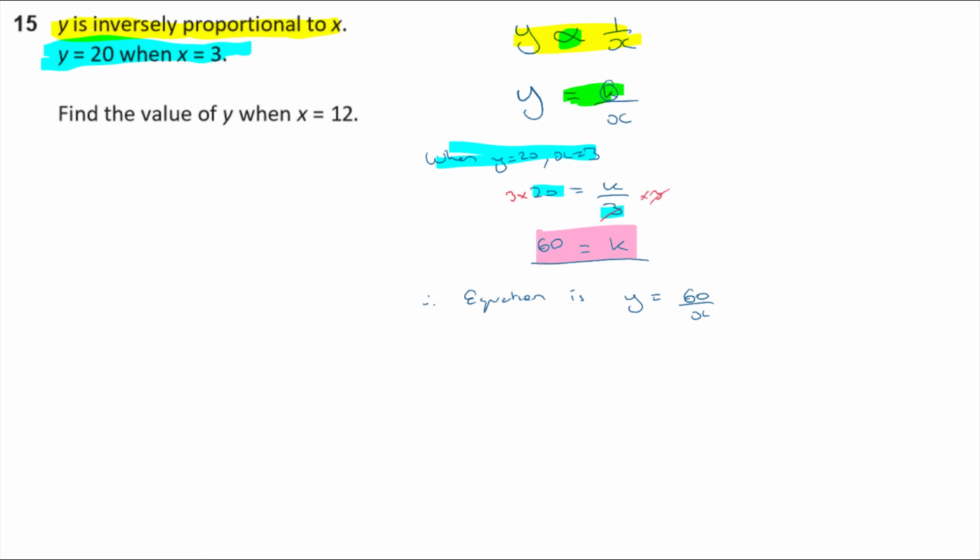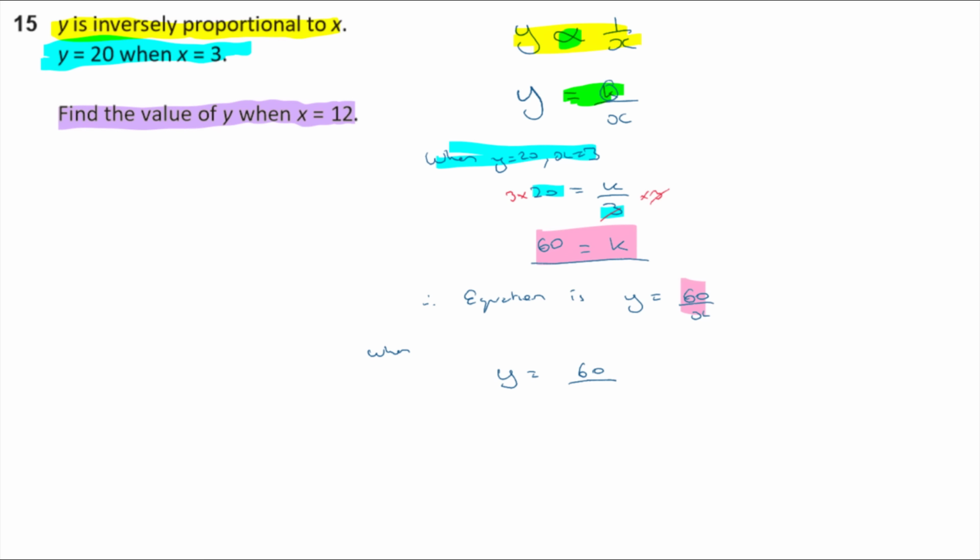Once you find k and you replace it in your expression, that's it. You never have to think about k again. But we might have to go on and use the expression, which we have to do in this case. It says, find the value of y when x is 12. So once we've finally got the whole equation down like this, we can go on to use it to find particular values. So when x is 12, y is going to be 60 divided by that value of x.